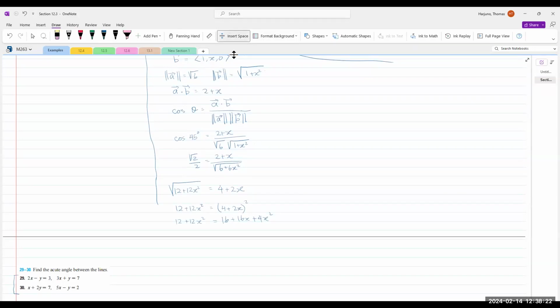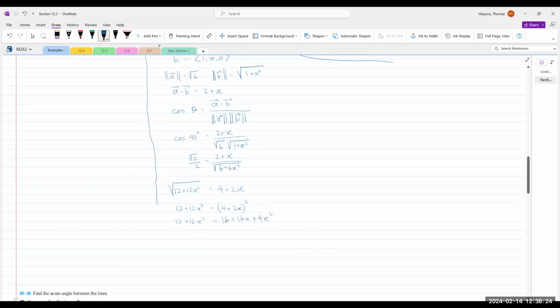You know what? Let me just go on to the right here. So that will be 8x squared minus 16x minus 4 equals 0, reduced by 4. Then I don't think this factors, I will just use the formula.